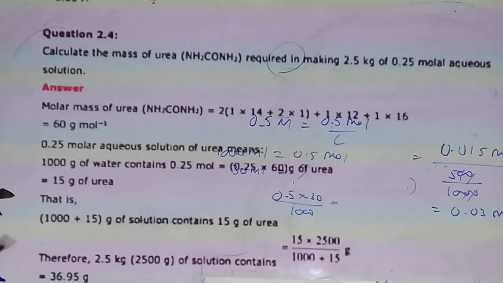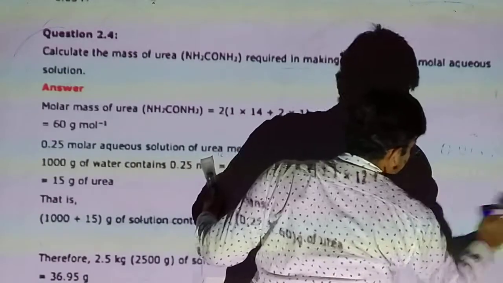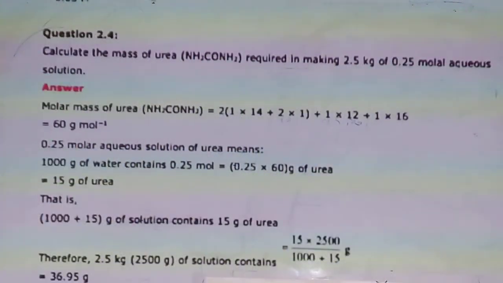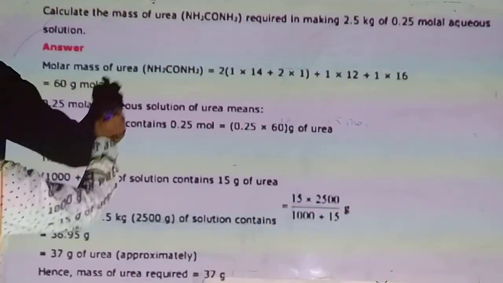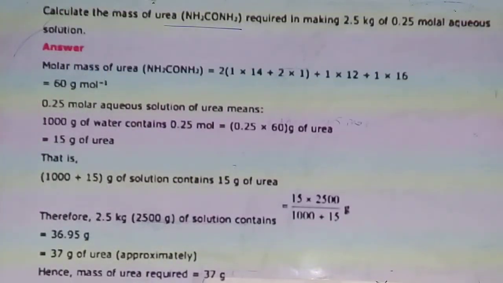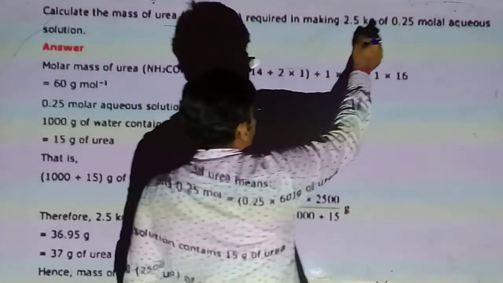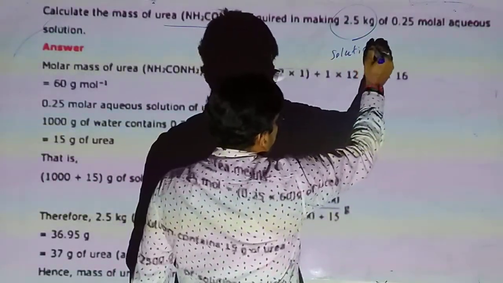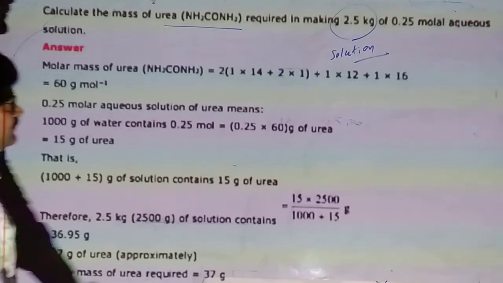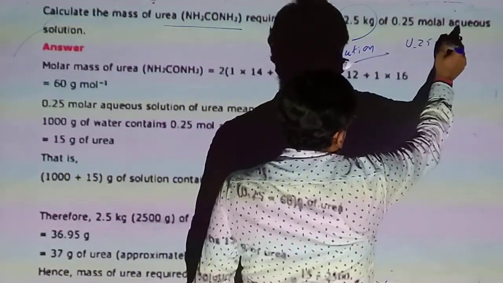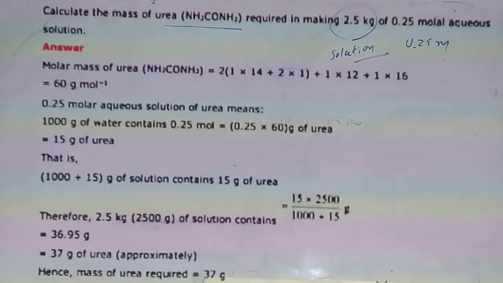Question 2.4. Calculate the mass of urea needed in making 2.5 kilogram of 0.25 molal aqueous solution. Urea is the solute. We have to make 2.5 kilogram solution; the mass of solution is given as 2.5 kg. Molality is given. We have to find the mass of urea.